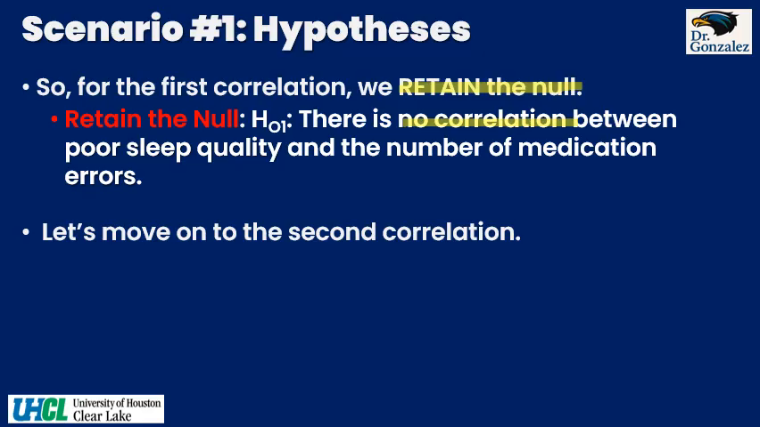Therefore, remember, hypothesis testing is mutually exclusive. I either retain the null or I reject the null. I either accept the alternative or reject the alternative. That's what we just did. We rejected the alternative because why? It wasn't true. What was true? The correlation was not significant. Now let's go on to our second correlation and see what we get there.